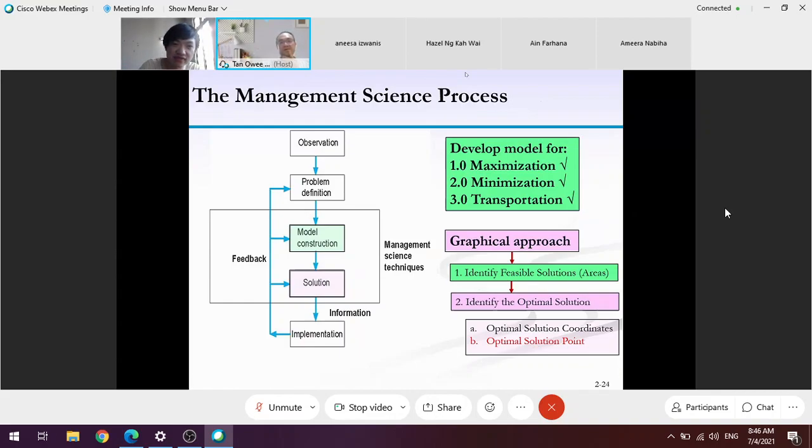So I break the recording into two. Okay, so continuing from the previous discussion, now I'm going to take you through the second method of finding the optimal solution. This method is called the optimal solution point method.